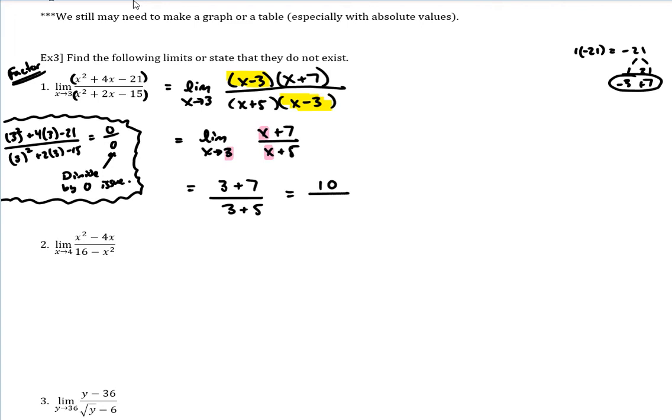And then we would just simplify. So 3 plus 7 is 10, 3 plus 5 is 8, and then reduce it. It becomes 5/4. And that's it. And there we go. Okay, so that's how we can solve these problems purely by hand.